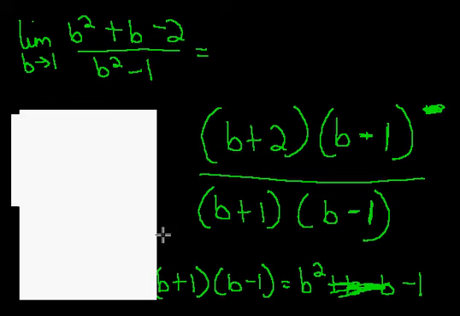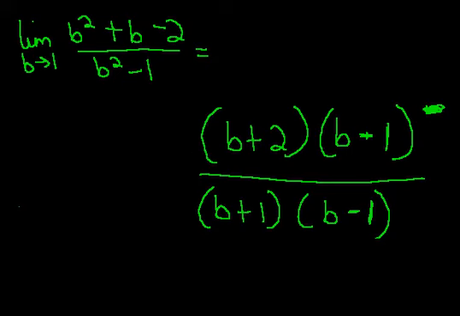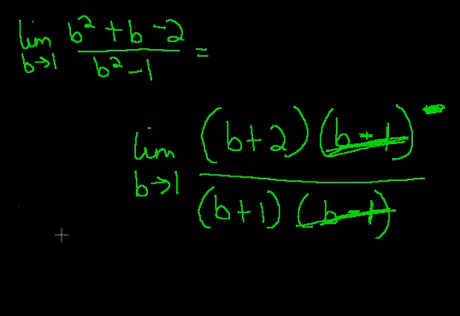And let me erase some of this. So you're left with this right here, and don't forget, always, if you haven't done any substitution yet, you always have to write the limit as b tends to 1 of this. So this simplifies to this. And now we can see that b minus 1 is here and b minus 1 is here, so we can cancel them out. And all we're left with is the limit as b tends to 1 of b plus 2 over b plus 1.